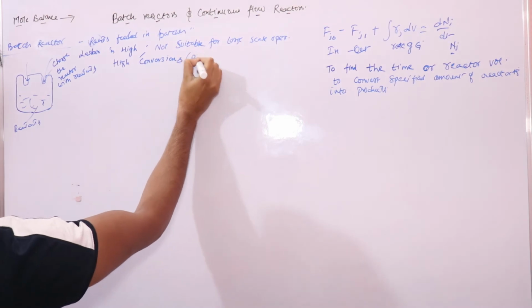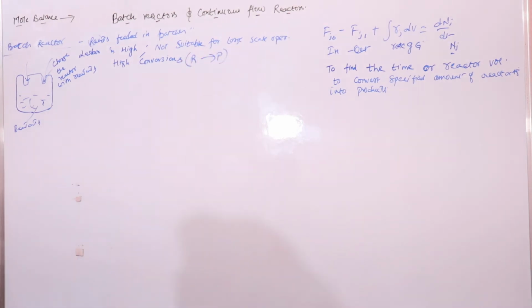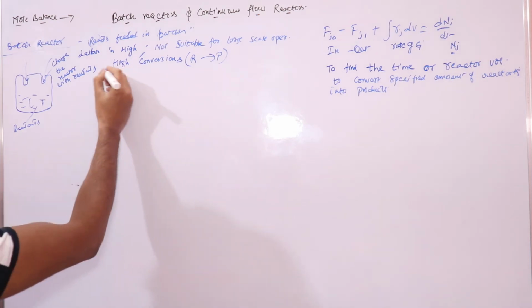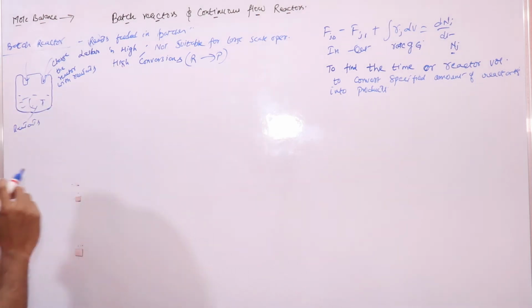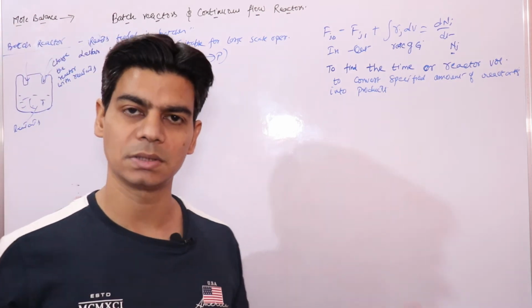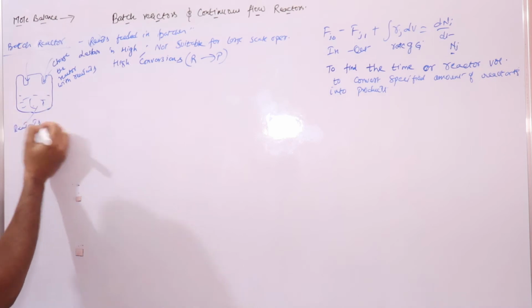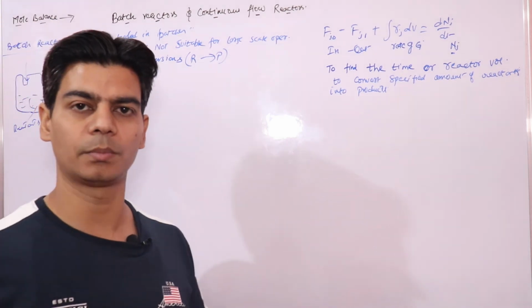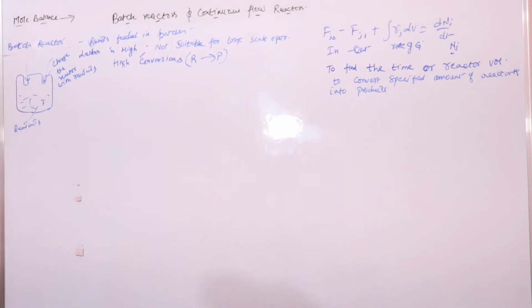By conversions we mean allowing reactant to convert into product. Why high conversion rates? Because these reactants can be left for a long time in this reactor, where they are allowed to react and mix for a long time to form products. So they have high conversion rates. These are some of the important things that you should know about the batch reactor.